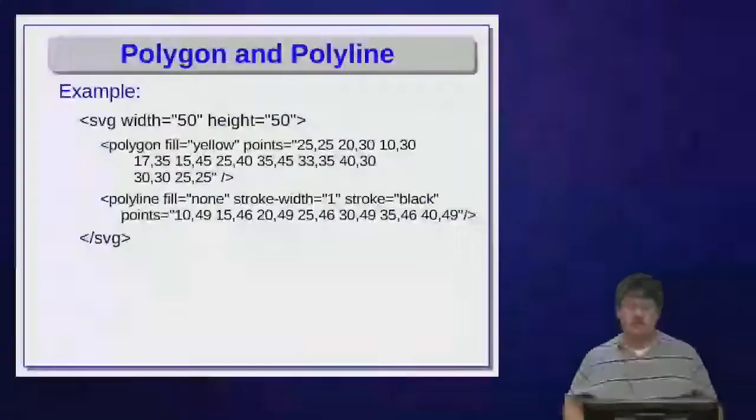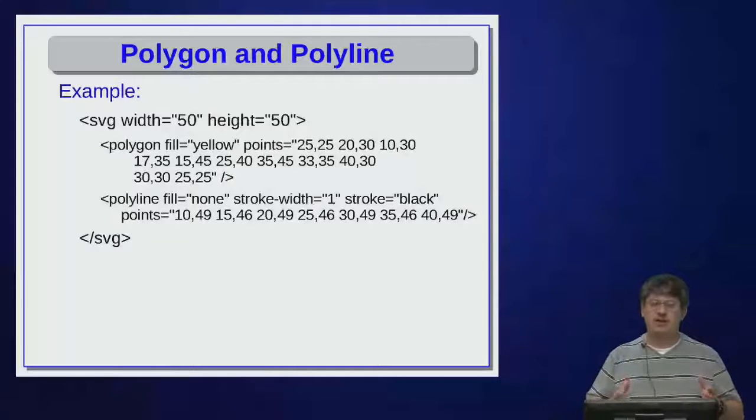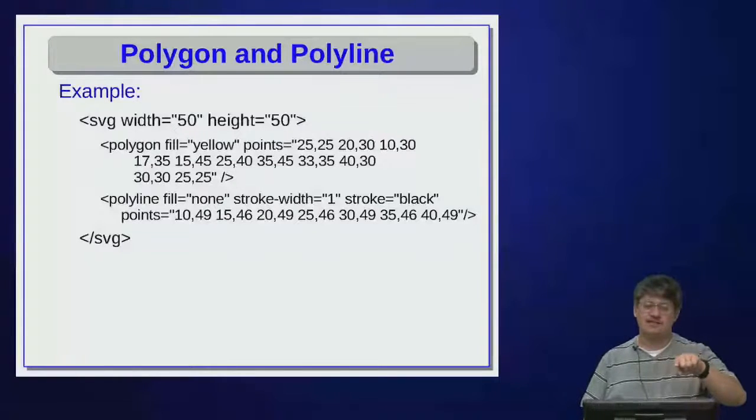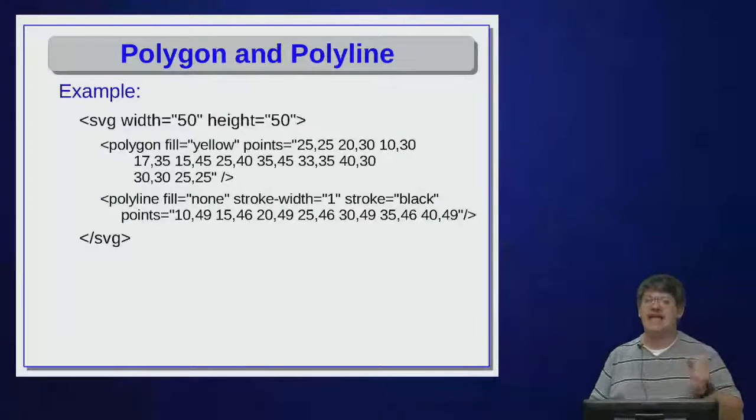So here's an example of a polygon and a polyline. Again, I'm using my 50 by 50 SVG image. The polygon is going to be yellow, and I've given it a list of points. The first point is at 25, 25, the center of my image. Then it goes to 20, 30, so it's going to go down to the left slightly, and then over to 10, 30. Then to 17, 35, and it's just going to keep going to all these points that I've listed. Notice that it comes back to 25, 25 at the end. I think I actually could have omitted that. I think it would automatically come back to the start, but I didn't test that.